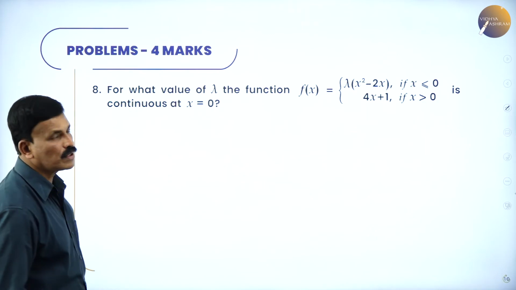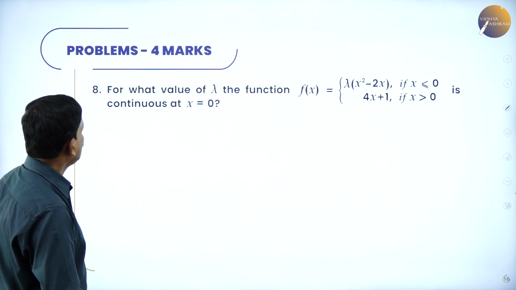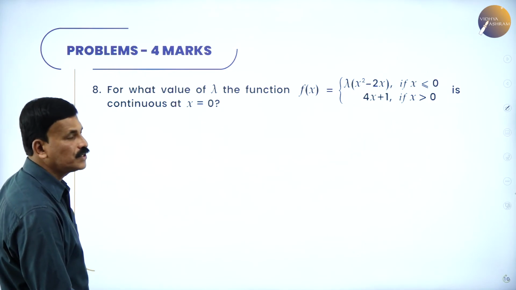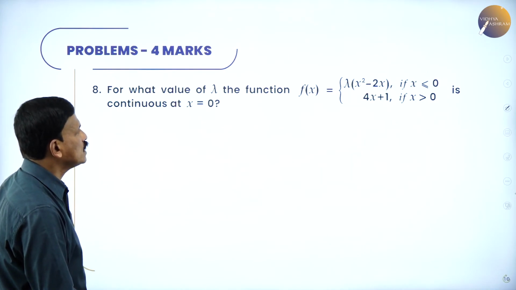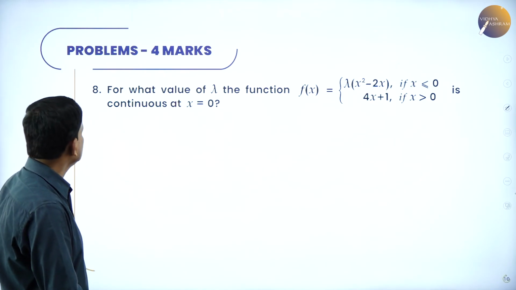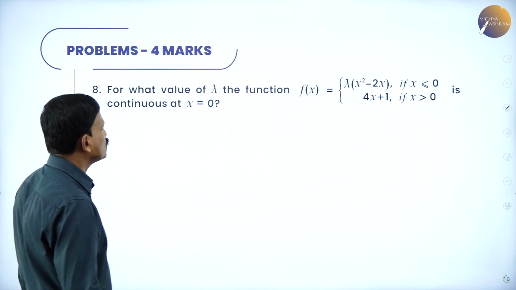Now, come to this problem. The next problem. For what value of lambda, the function f of x is equal to lambda x square minus 2x if x is less than or equal to 0 and 4x plus 1 if x is greater than 0, is continuous at x is equal to 0.